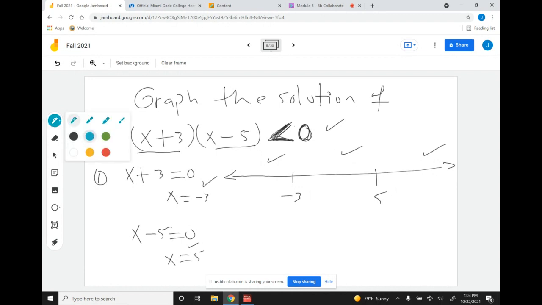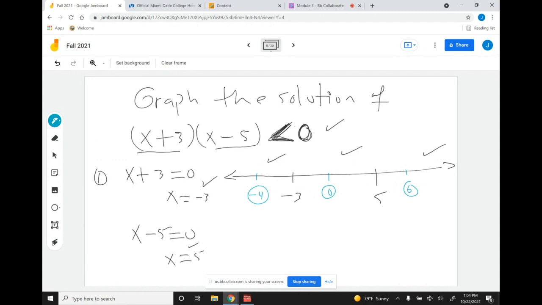The next thing I do is use test points. These test points have to be, each one, in each of the areas. So I'm going to choose 6 here. Here I'm going to choose 0. And notice that I'm writing each of them in a little circle. Why am I doing that? Because I don't want to get confused. I have critical numbers on that line, and I also have test points. My test points will be circled in a nice circle.